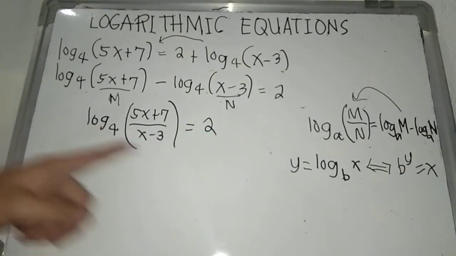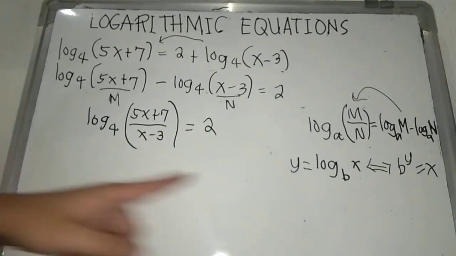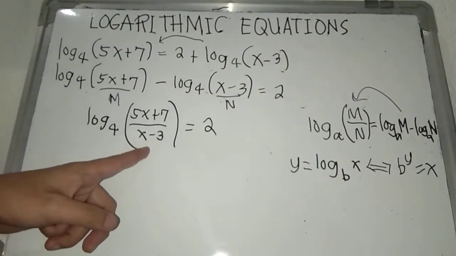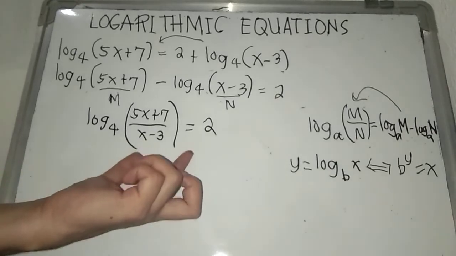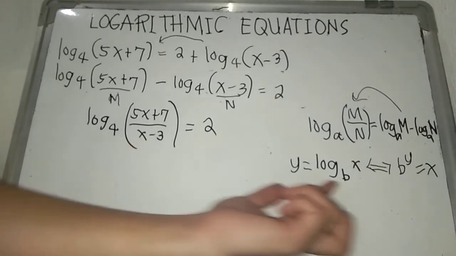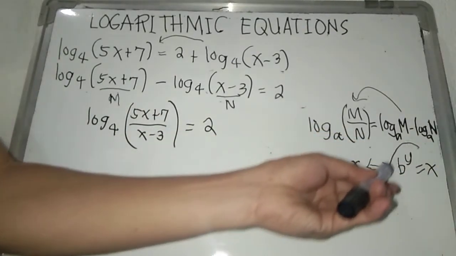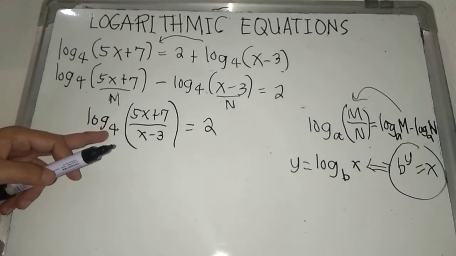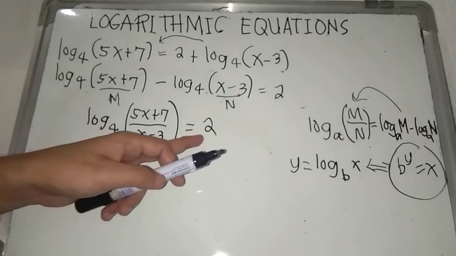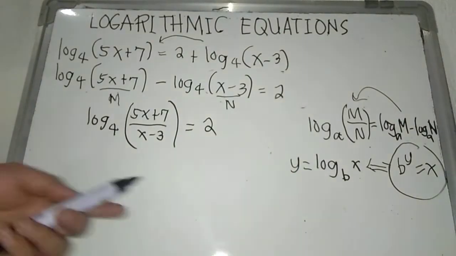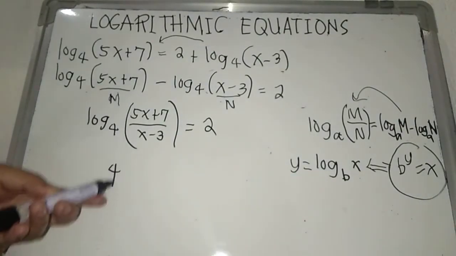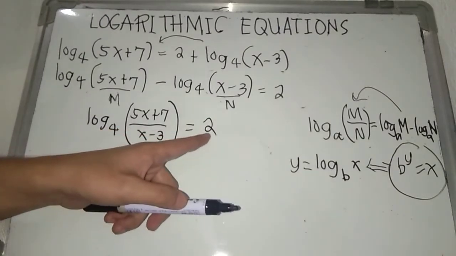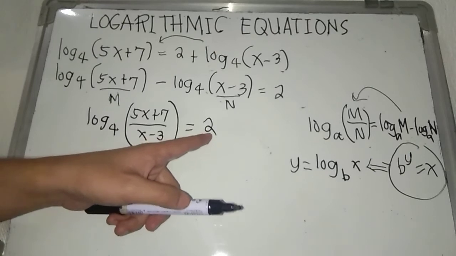We have the log, we have the base of 4, and we have our x, which is equivalent to a rational figure, 5x plus 7 over x minus 3. So we are going to transform this part here into an exponential figure, b to the y. What is our base? That's 4. So that's 4 to the 2 if you're going to base on the definition. So we have here 4 squared, take the base, and the constant to the right.